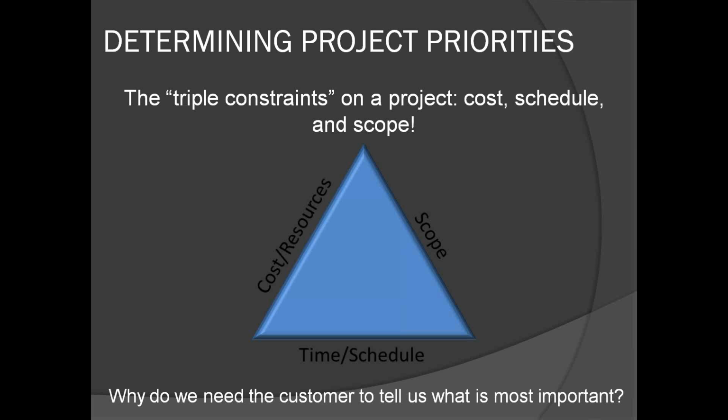How much is this going to cost the consumer? How much is this going to cost the organization? Beyond that, the next thing that you want to look at is the schedule itself. What is the timeline and the scope of the project? What is the scope? What is it that you're trying to accomplish?